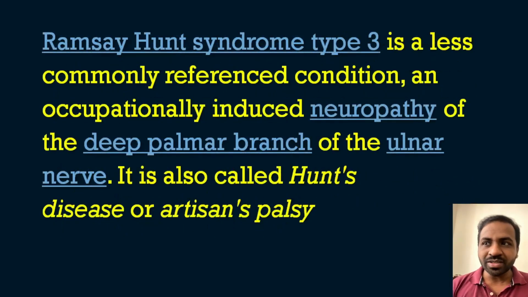Okay, so what is type 3? Ramsay-Hunt syndrome type 3 is a much less common disease in which there is an occupationally induced neuropathy of the deep palmar branch of the ulnar nerve, and it is also called Hunt's disease or the artisan's palsy. Okay, so that's all regarding Ramsay-Hunt syndrome. I think that is a very informative question for you.